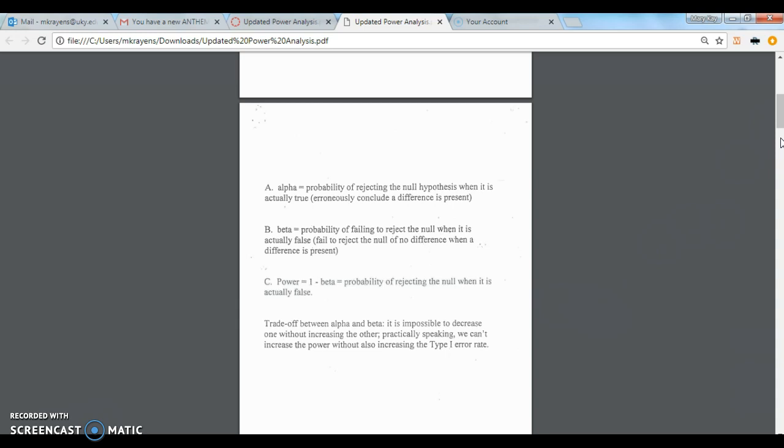The beta level set at 0.1 or 0.2 is usually set that way because we want to have power that's 80 to 90%. Since beta is related to power, since power is 1 minus beta, having a beta of 0.1 or 0.2 would be equivalent to having power of 0.8 or 0.9. So that's a little bit of background about that.